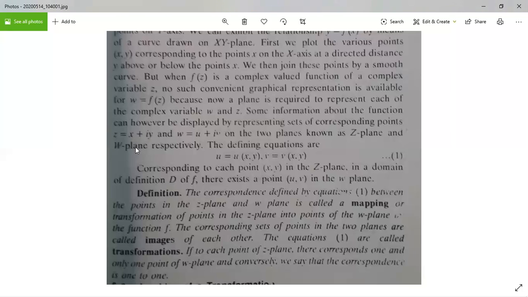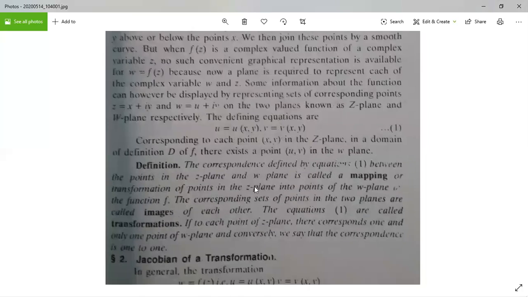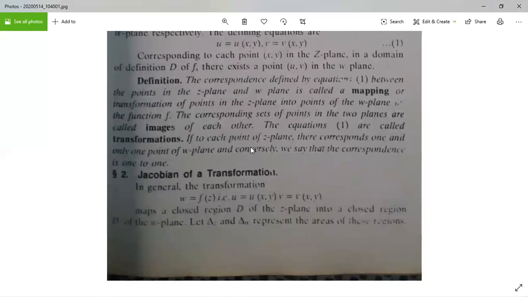Here u is taken on the real axis and v is taken on the imaginary axis, similarly as in the z plane, where x is taken as the real axis and y is taken as the imaginary axis. This transform can be handled with the help of the Jacobian function.